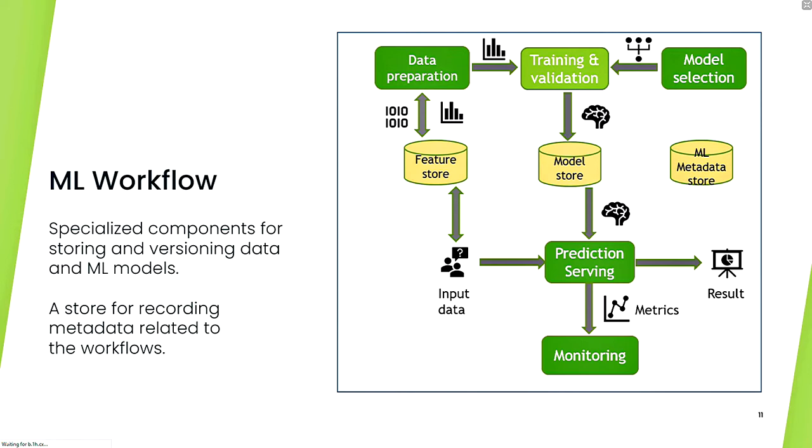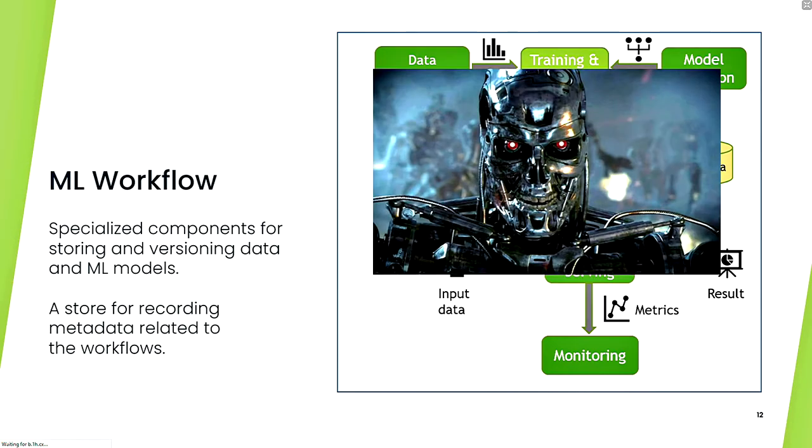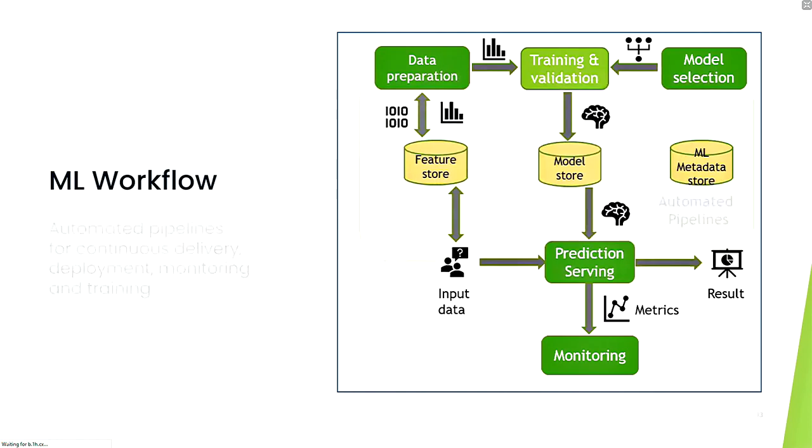Okay, so this looks better now, but we still have one problem. We're going to be doing this quite a lot, and the last thing we need is to have to do it manually. So you guessed it, what we need is automation. Not this type of automation. But machine learning does provide a specialized type of automation.